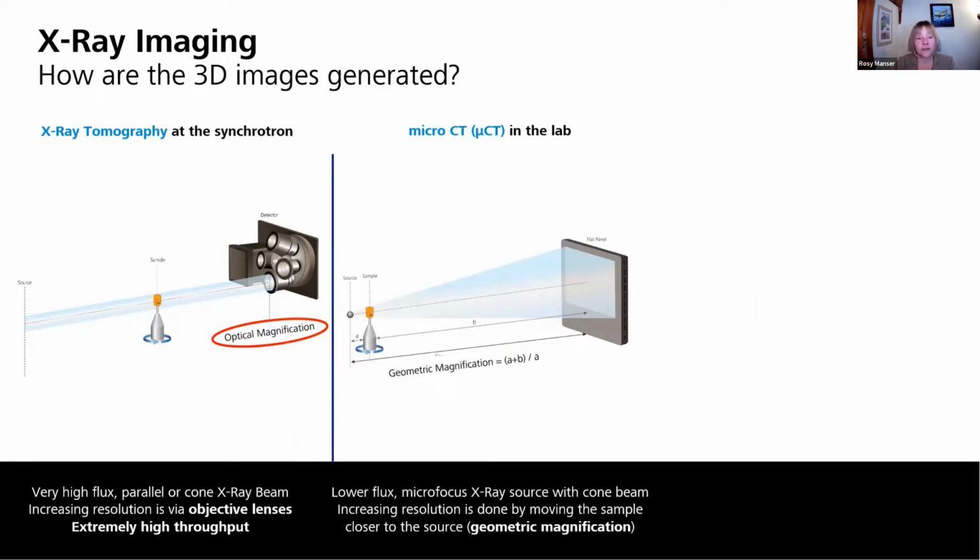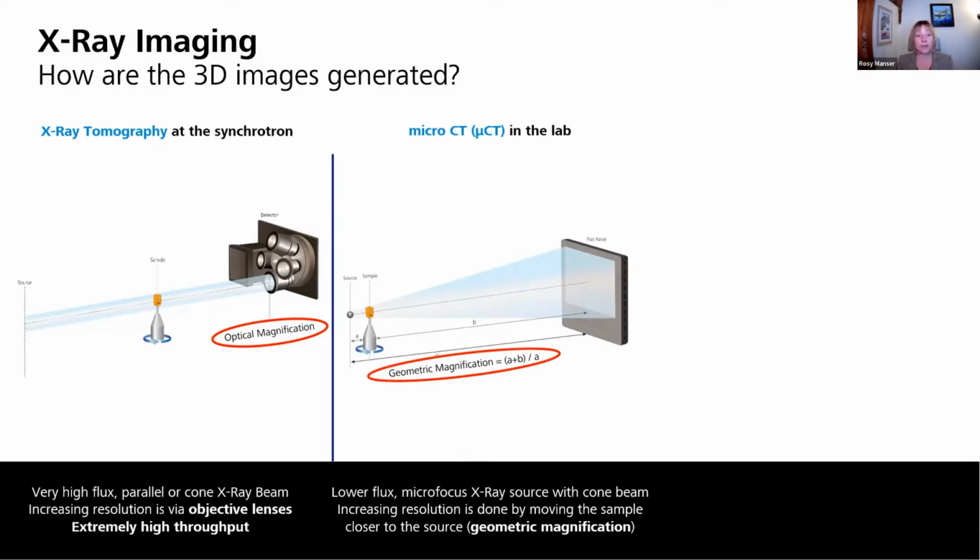And the way to generate an increase in resolution or increase in magnification using this approach is something called geometric magnification. So you physically move your source and specimen closer together. And this creates an increase in magnification that can be captured on the detector. And this approach is called geometric magnification.